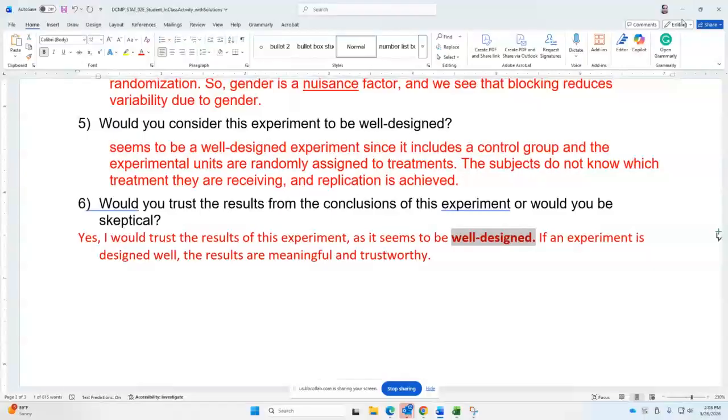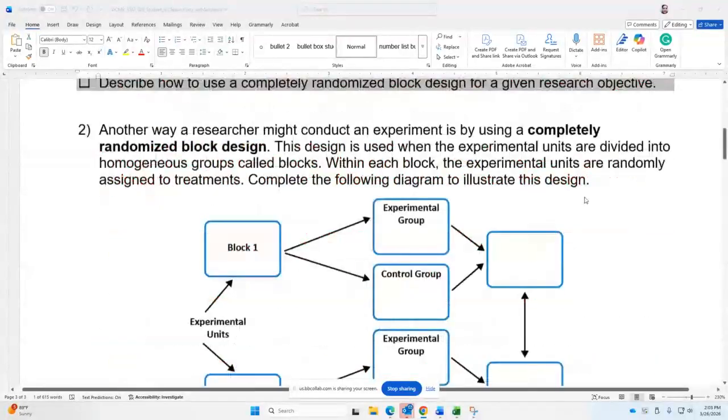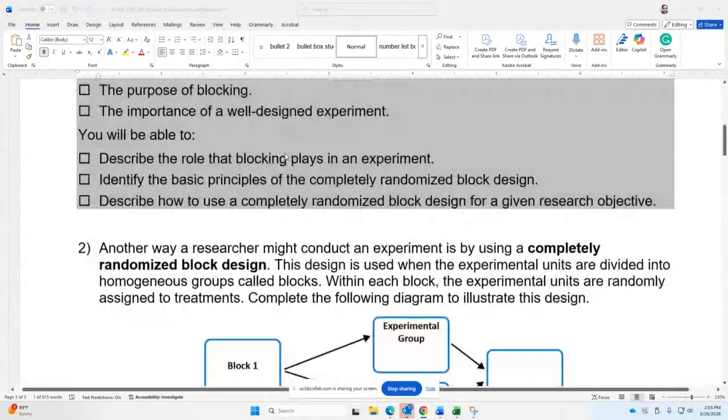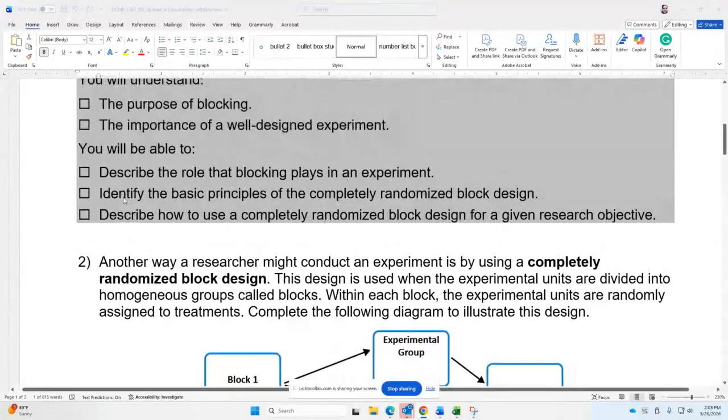Okay. All right, that is it. I will close this off. Please finish the preview and practice if you want the extra credit for this section. This is section 2E, and in 2E we have these objectives. You'll be able to describe the role that blocking plays in an experiment, identify the basic principles of completely randomized block design, and describe how to completely randomize block design for a given research objective. So this is used a lot in research, randomized block design. So it's good to know.